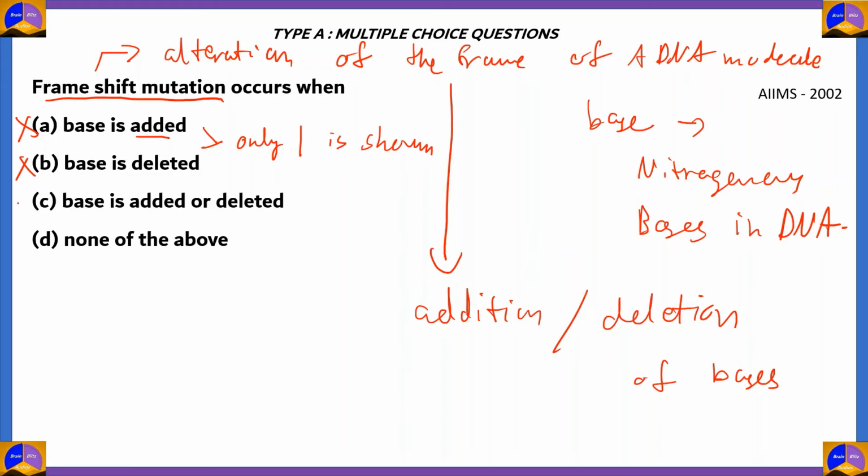Therefore, the right answer would be option C. Base is added or deleted. So addition and deletion of bases result in frameshift mutation. And since option C is correct, we can conclude certainly that option D, none of the above, is incorrect.